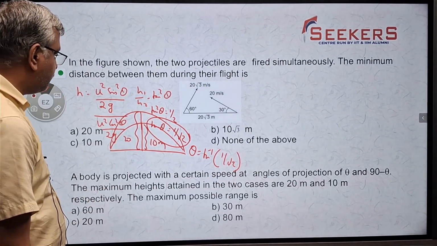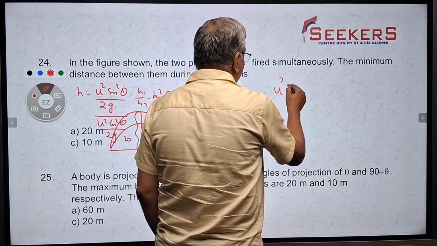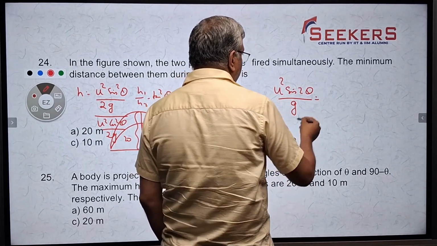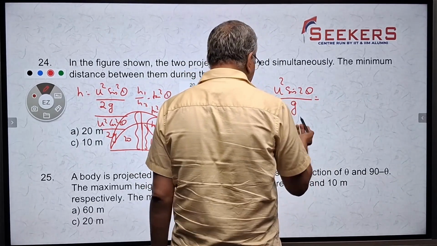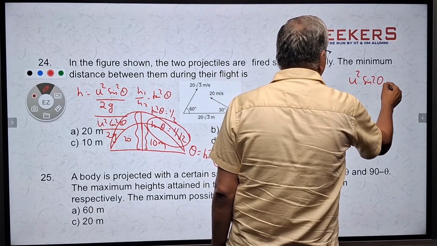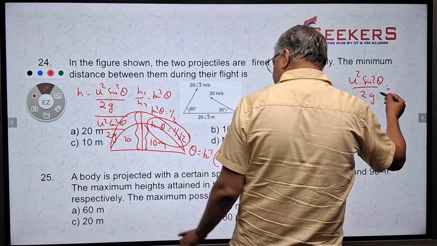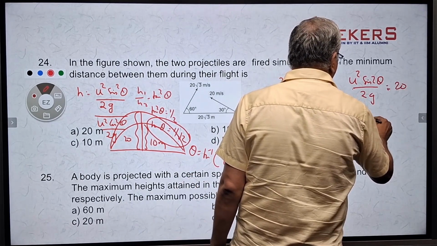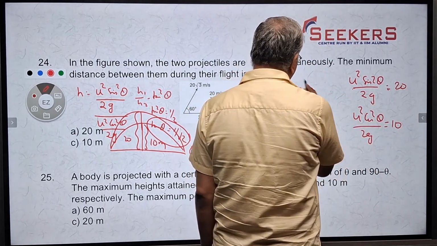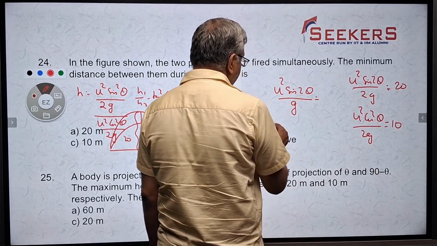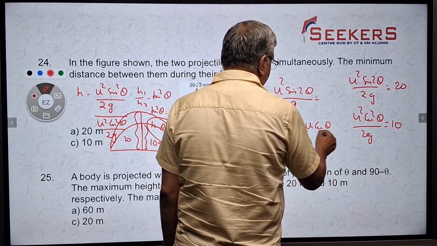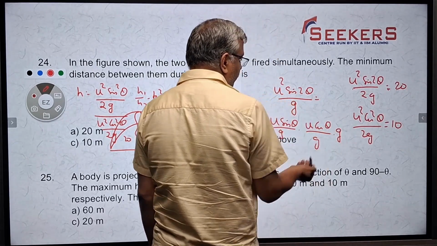They are asking what is the maximum possible range. The range is u squared sine 2 theta by g. Oh, u is not given to us. We'll have to find it out. It is given that u squared sine squared theta by 2g is equal to 20, and u squared cos squared theta by 2g is equal to 10. So from here I can find this out. The range is equal to 2 times u sine theta by g into u cos theta by g into g. So this is going to be the range.